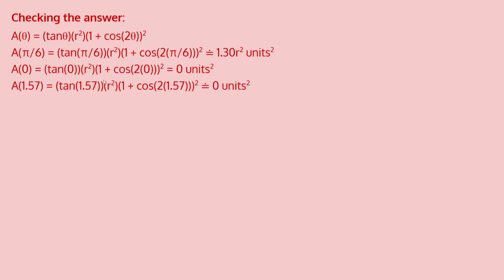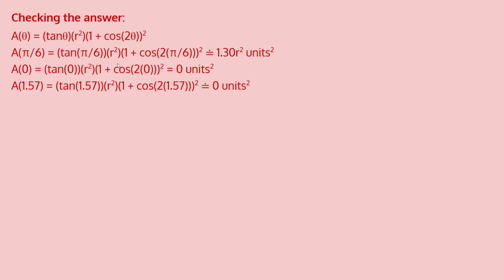So now I'm going to check our answer by subbing all the values of theta into the area equation and see which one gives us the largest area. So when I subbed in pi over 6, I got an area of 1.30 times r squared units squared. And the reason why the r squared is still in there is because it's a constant. We don't know what the value of the radius is. So as the radius changes, that's going to affect what the area actually is.